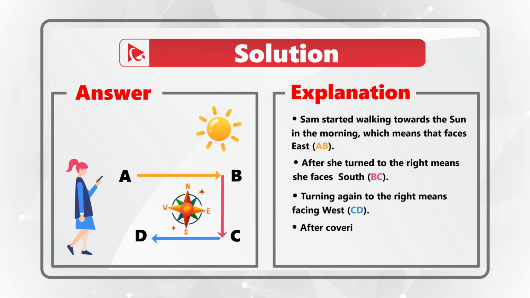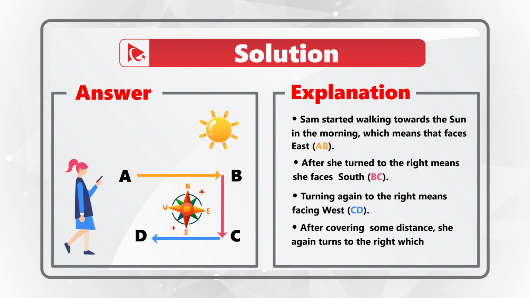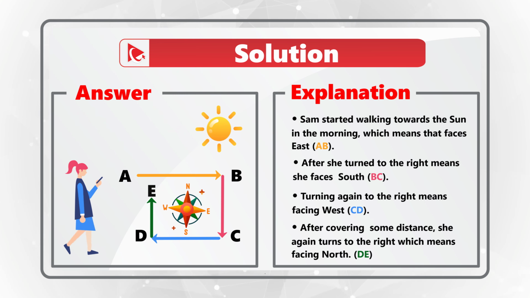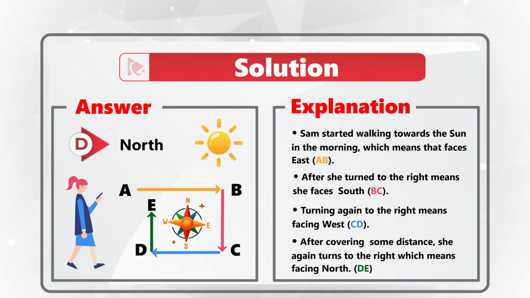And then last but not the least turn, after Sam covers more distance, she again turns to the right, which means that now she is facing north, which is shown by the ray DE. So the correct answer here is choice D, north. Hopefully you've nailed this question and now know how to answer similar problems on the test.